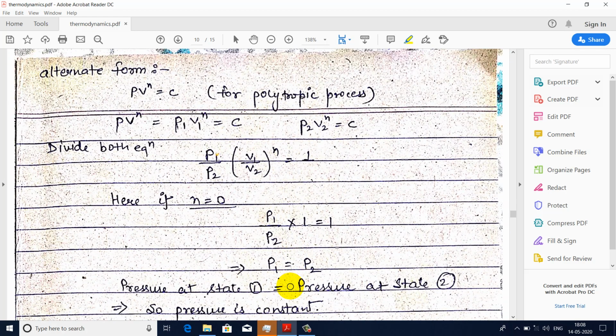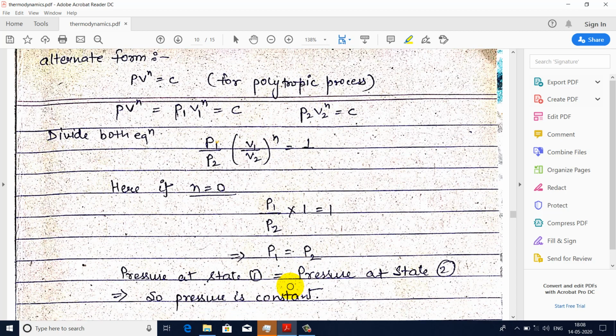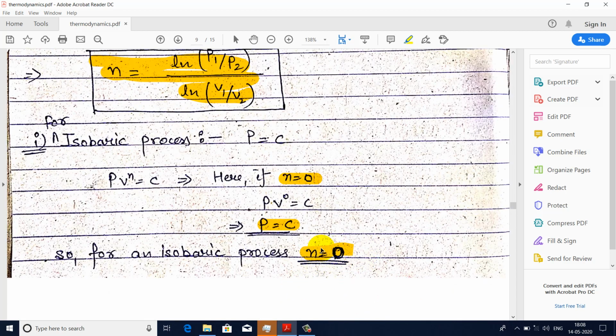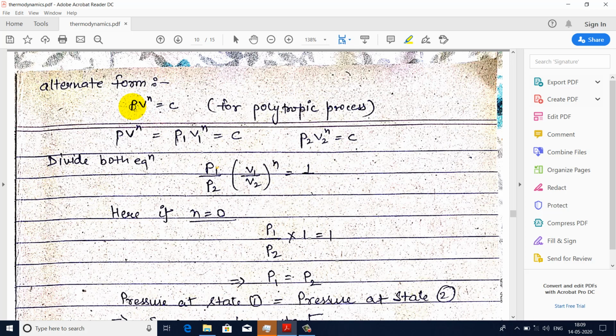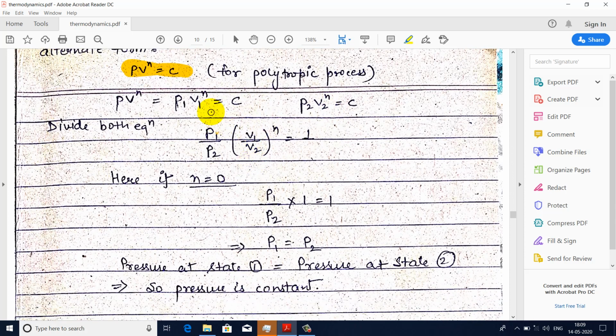There is another method for showing this relation n equals 0, by which we can find this value in case of isobaric process. First we write the relation for polytropic process, which is PV^n equals C. At state 1 we know this is P1 V1^n equals C, and at state 2 it is P2 V2^n equals C. If we divide both these equations, then we get P1 upon P2 into V1 upon V2 to the power n equals 1.